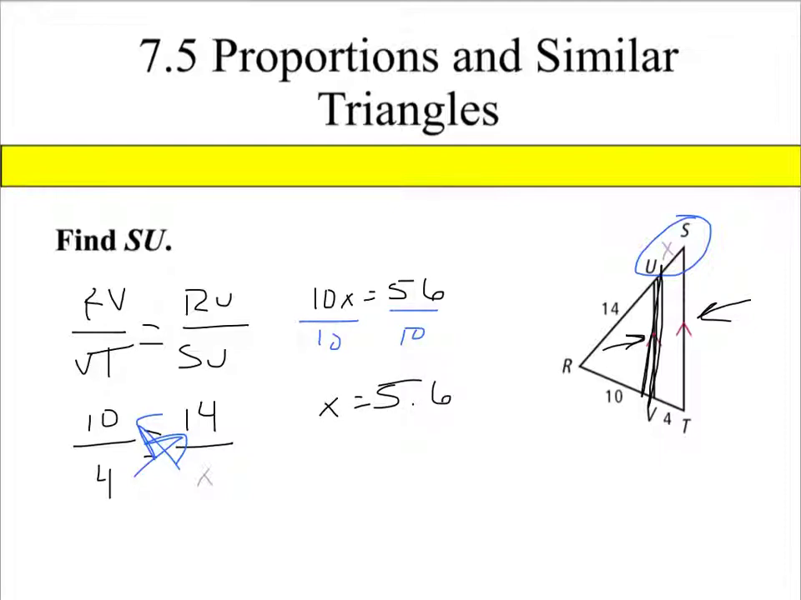And I'm done. So SU is equal to 5.6. Don't be afraid if you get a decimal, because you're going to get several decimals today. Don't worry about it. Just make sure you're setting it up correctly. If you set it up correctly, you get the correct answer. I want you to try the next one on your own.